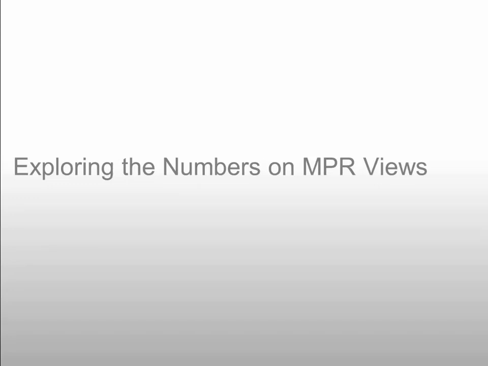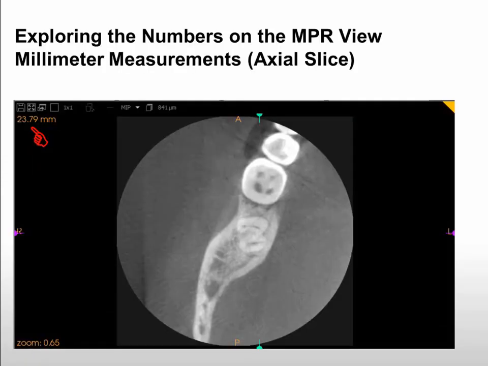Our next objective: exploring the numbers of the MPR views. Each of the cut plane MPR views in the 3D module has a millimeter measurement and a zoom measurement. When you hold your mouse over regions of interest in the MPR view, the relative density numbers are also displayed. Let's take a look at each of these numbers.